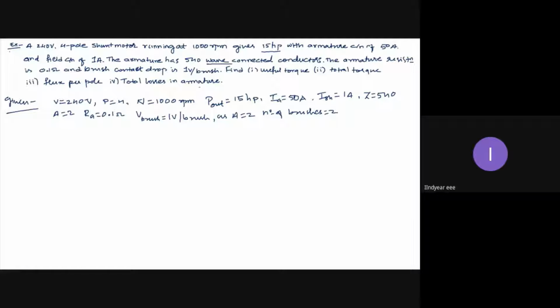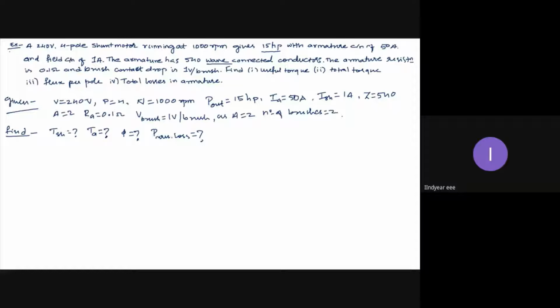Okay. Next. So what to find is the useful torque, TSH, then the total torque TA, flux per pole phi, and the total losses in armature, P armature loss. So this is what I have to define.